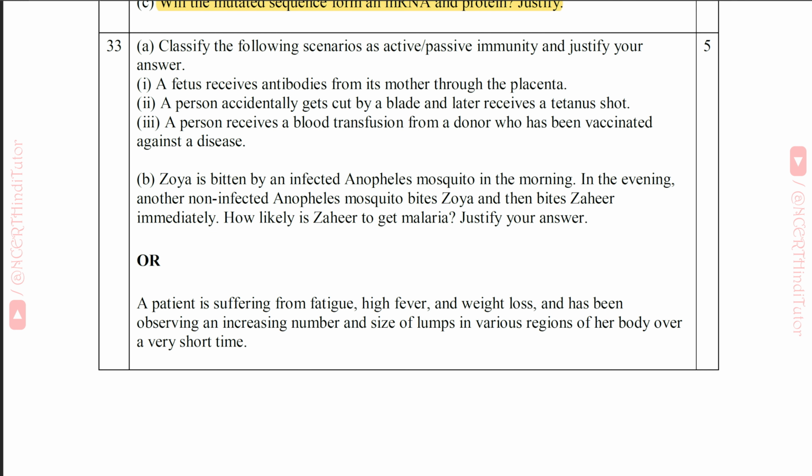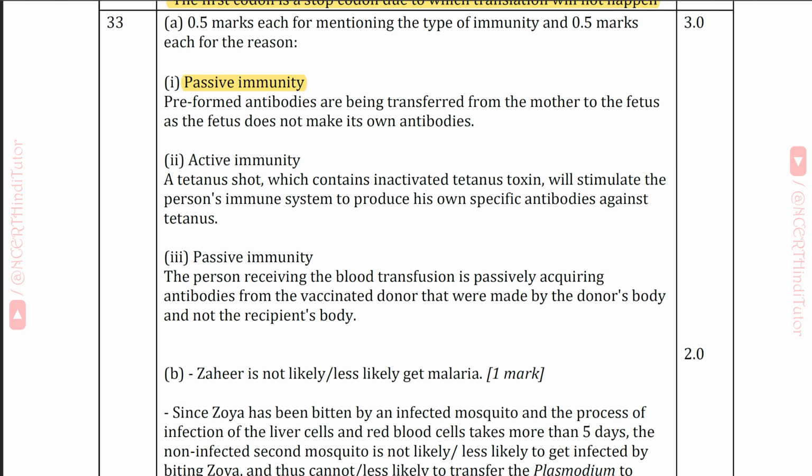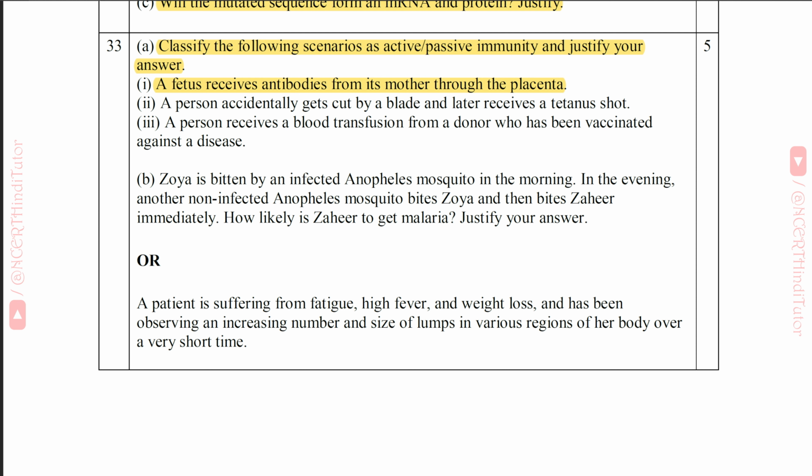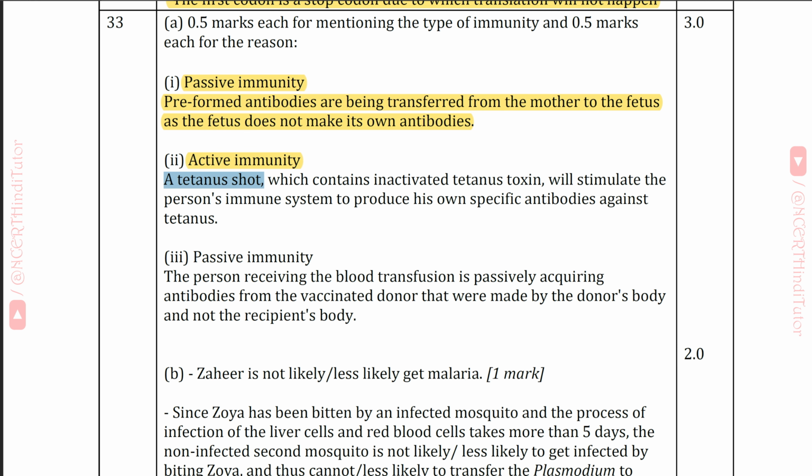Question 33. Classify the following scenarios as active or passive immunity and justify your answer. First, a fetus receives antibodies from its mother through the placenta. Answer. Passive immunity. Preformed antibodies are being transferred from the mother to the fetus as the fetus does not make its own antibodies. Second, a person accidentally gets cut by a blade and later receives a tetanus shot. Answer. Active immunity. A tetanus shot, which contains inactivated tetanus toxin, will stimulate the person's immune system to produce his own specific antibodies against tetanus.